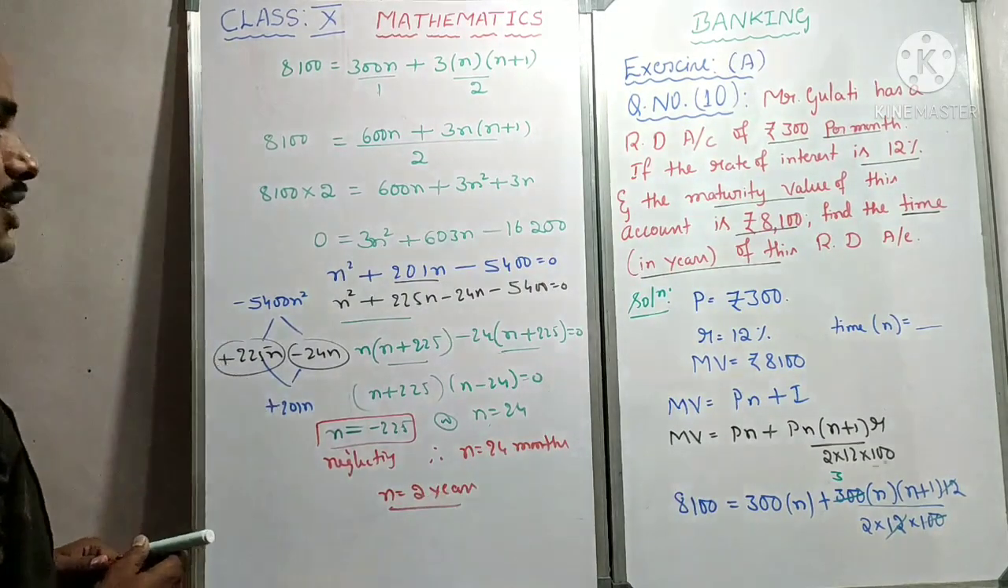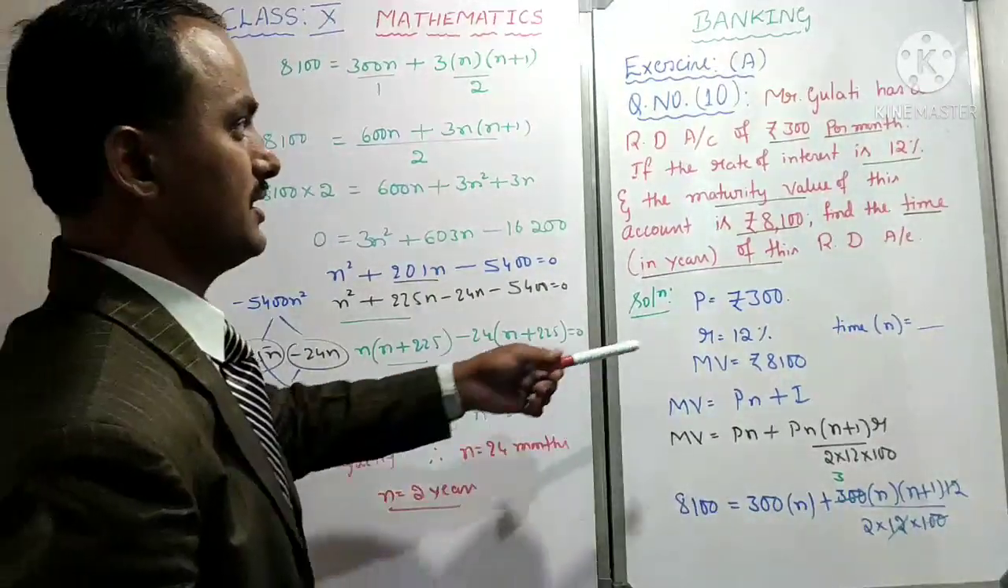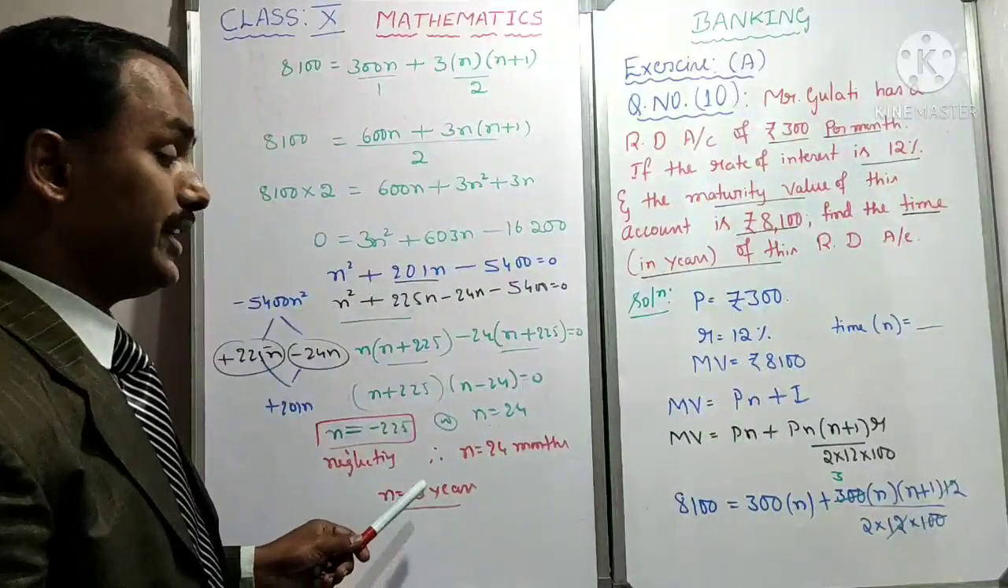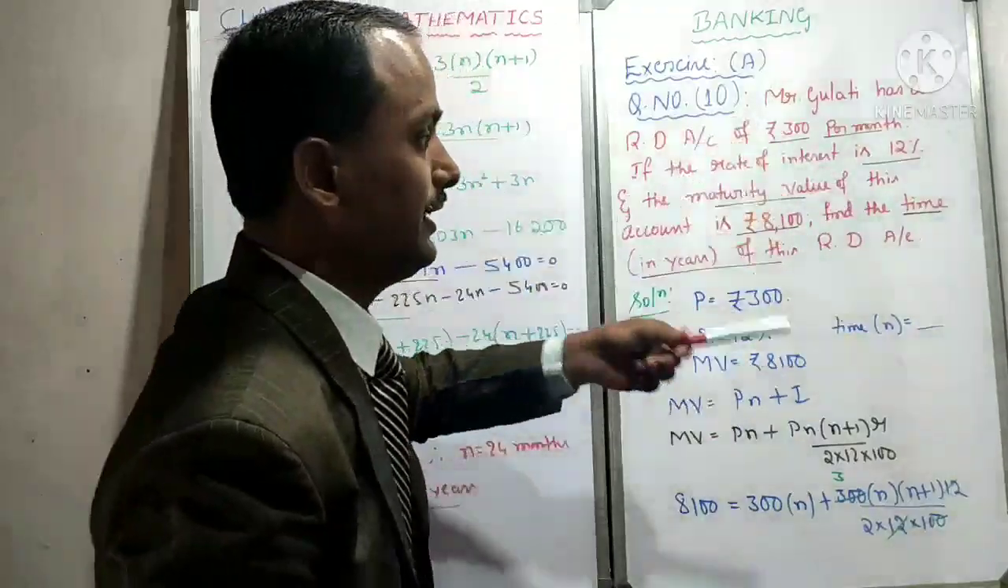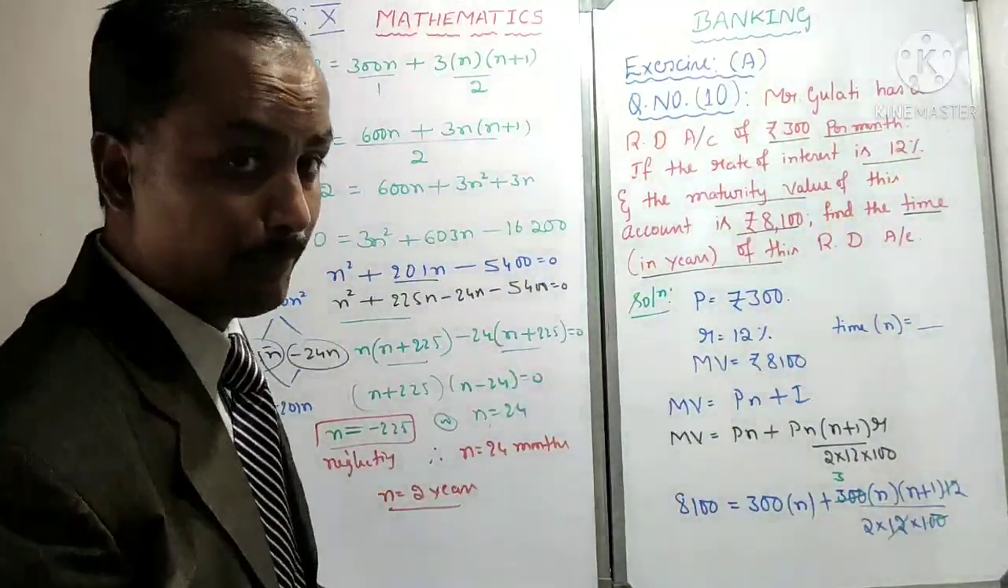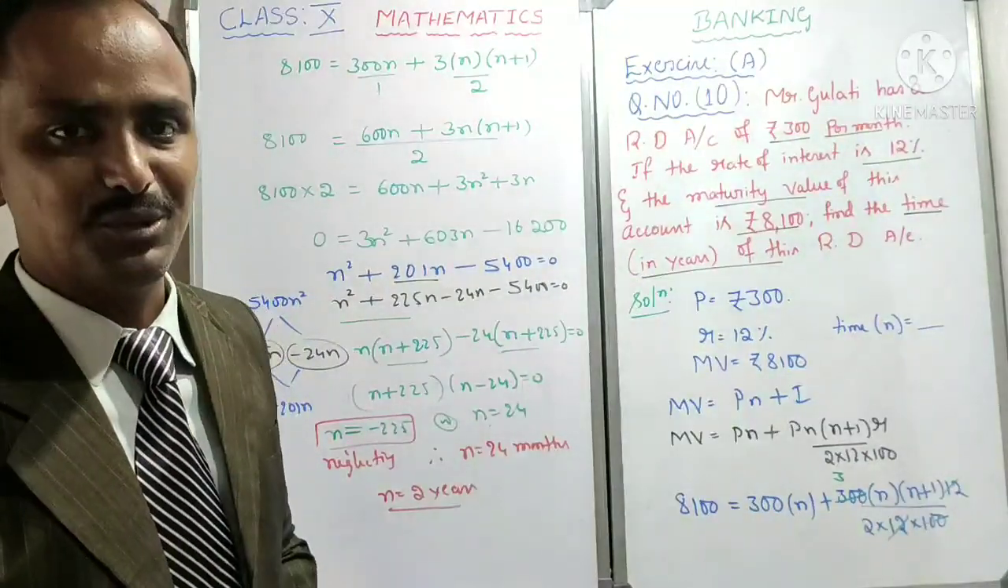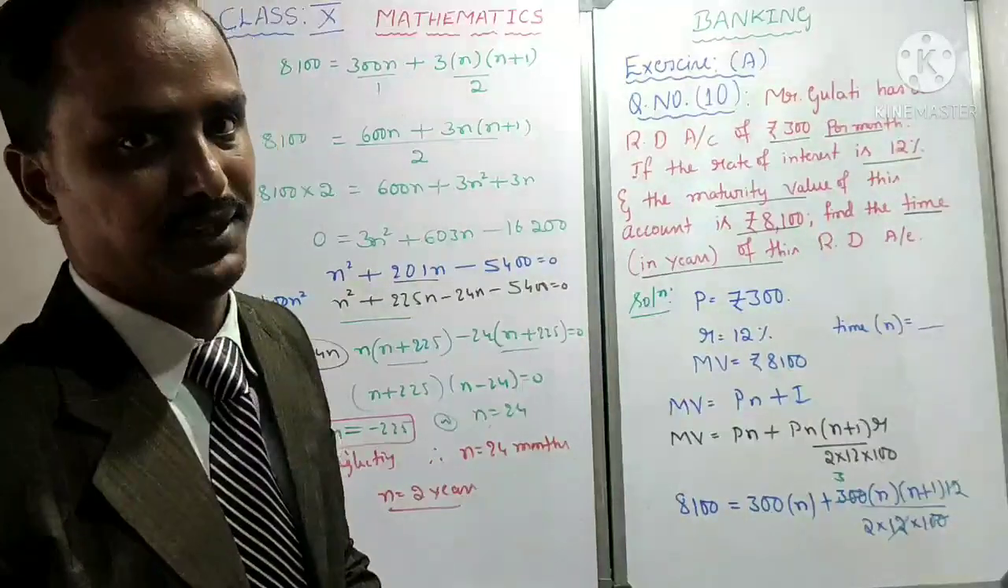The required answer is how many months deposited 300 rupees he will get at the time of maturity 8100 means 2 years. Mr. Gulati deposited at the rate of 12%, he will get 8100 rupees. Okay. I will go to one more problem based on time period.